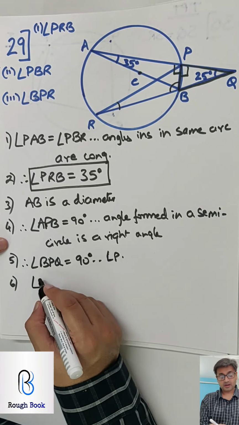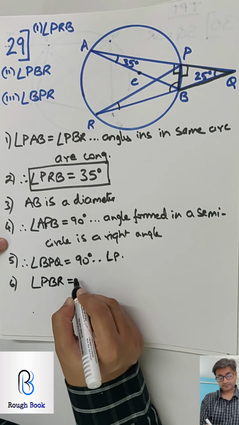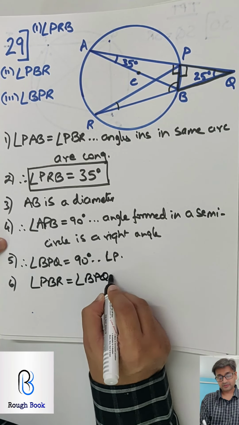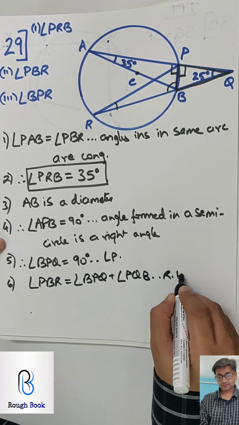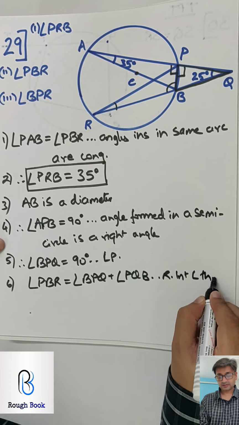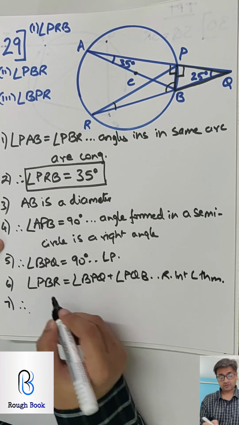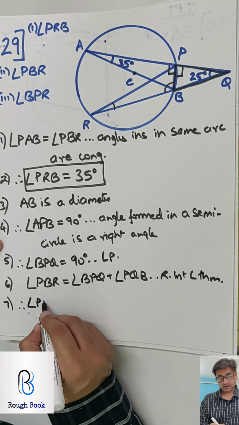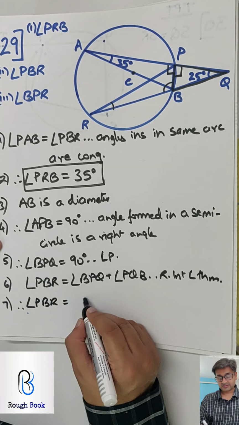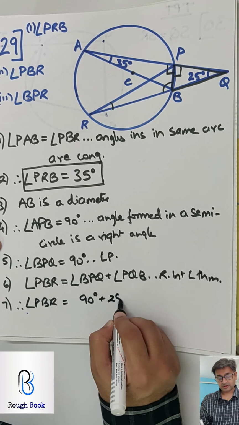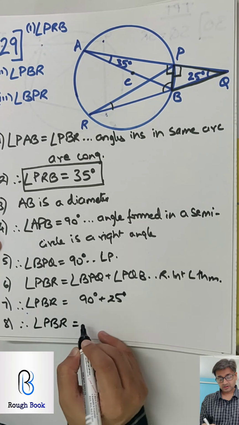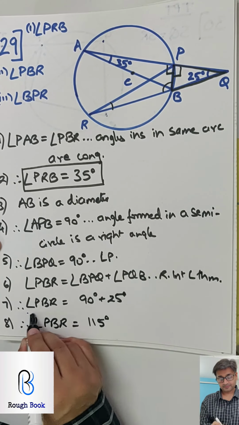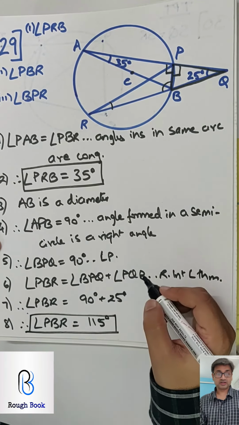Finally angle PBR is equal to angle BPQ plus angle PQB. Remote interior angle theorem. So therefore PBR, unknown, this is 90 plus 25. So let's add both of them. So therefore PBR should be 115. So we managed to get the next one.